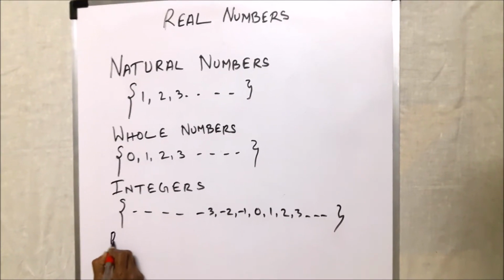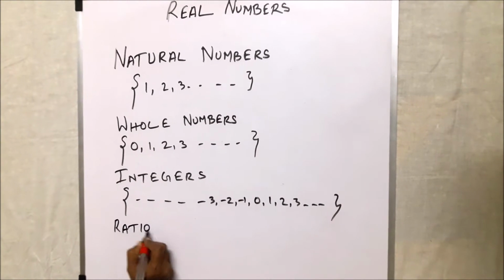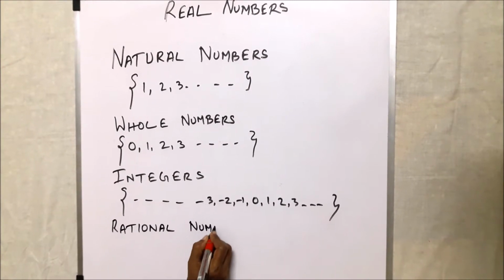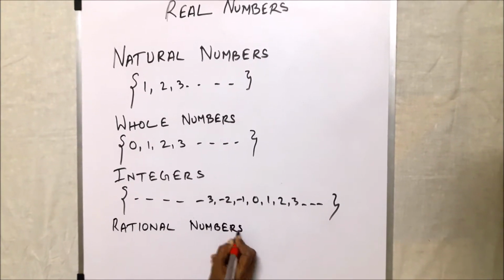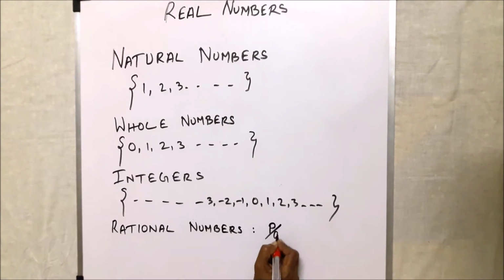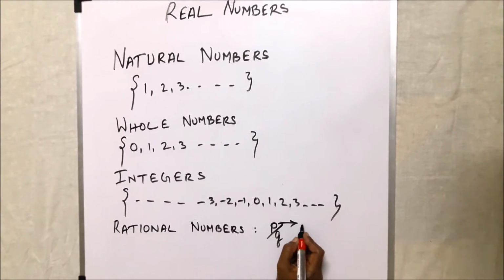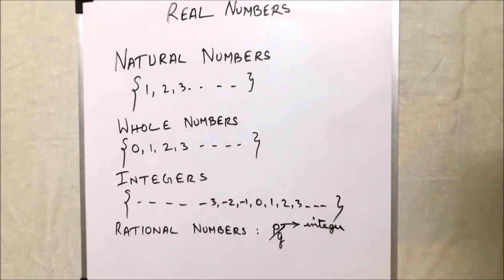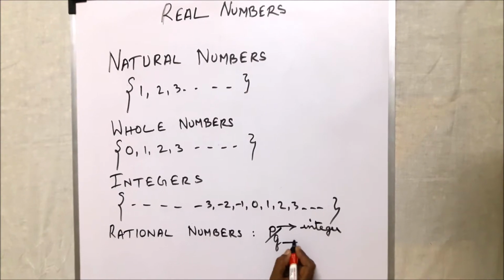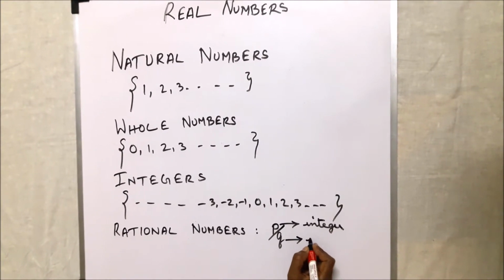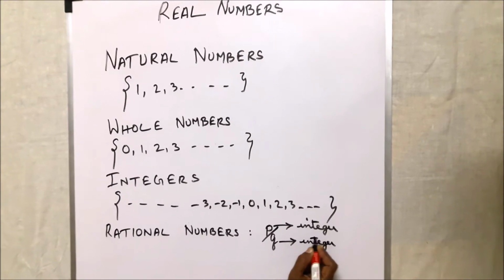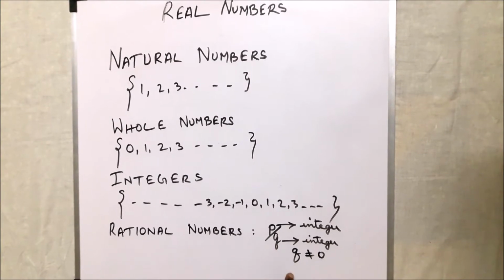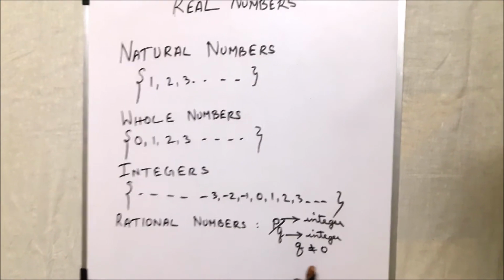Then comes the rational numbers. What are rational numbers? Rational numbers are the numbers of the form p by q. This p, the numerator, is an integer. Similarly, q, the denominator, is also an integer. But we have a condition that the denominator should always be not equal to 0.